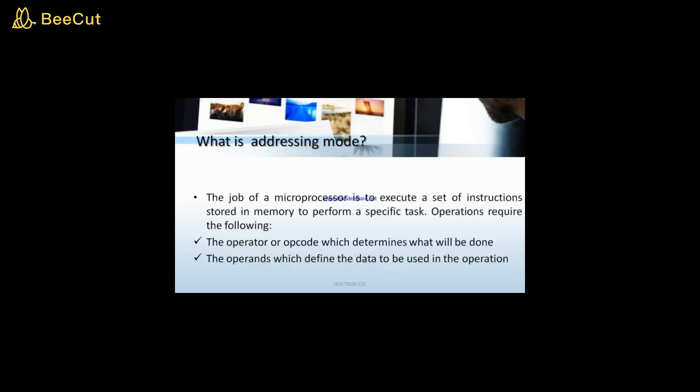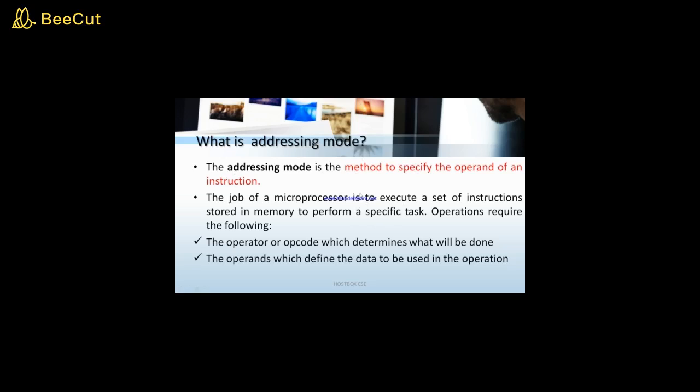Now what is addressing mode? Addressing mode is a method to specify the operand of an instruction. So repeating, it's a method to specify the operand of an instruction. These topics are common to computer organization and architecture, as well as the microprocessor.